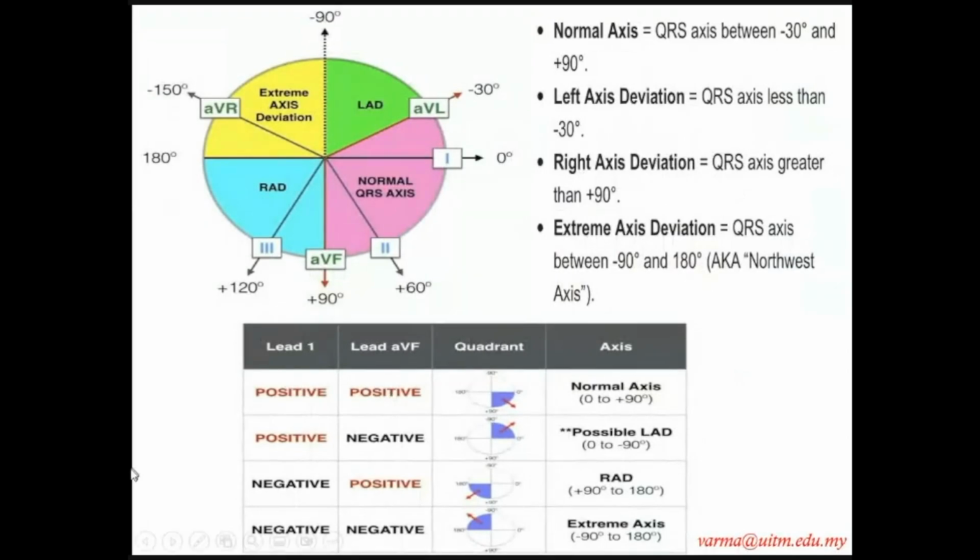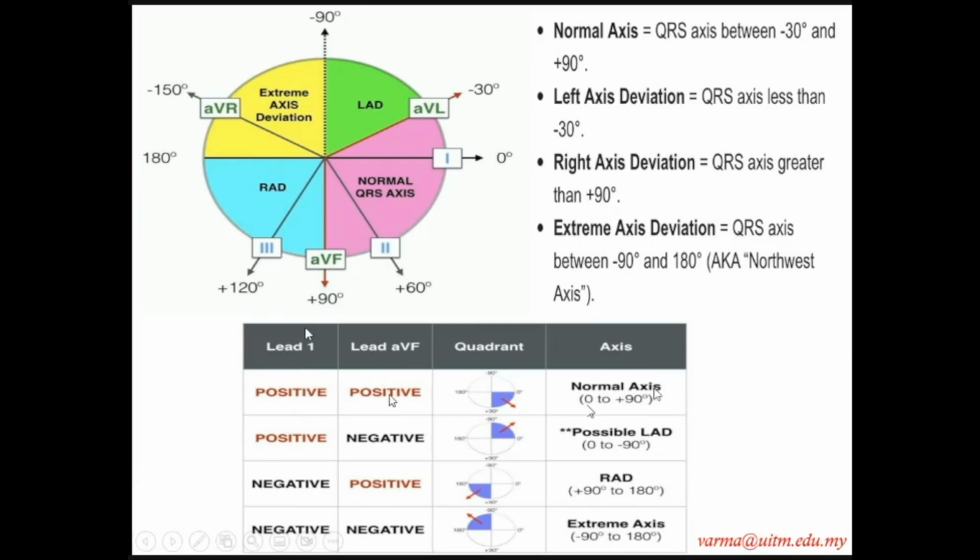So we have lead 1, we have a positive deflection. Your QRS is positive. Now we are talking about QRS. When in lead 1 your QRS is positive, and lead aVF also QRS is positive, it is normal axis. It tends to be within 0 to 90 degrees around here. It can be minus 30 to 90 also, no problem.